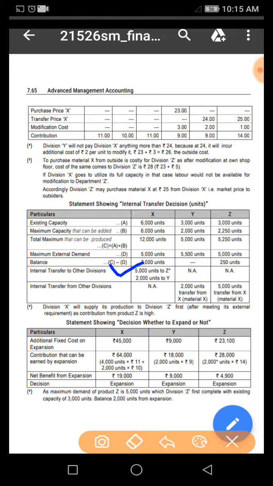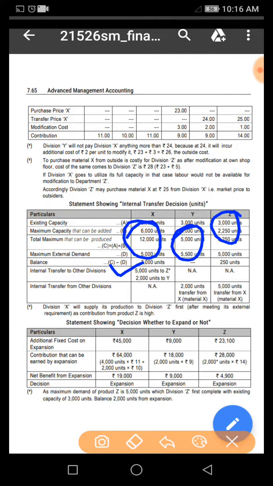2,000 additional, because earlier capacity was only 3,000. Here is going to earn 2,000 additional. Okay, here also it's going to earn 2,000 additional. Okay, and here is going to earn how much? Not for 7,000 units, only for 6,000 units addition is going to earn.